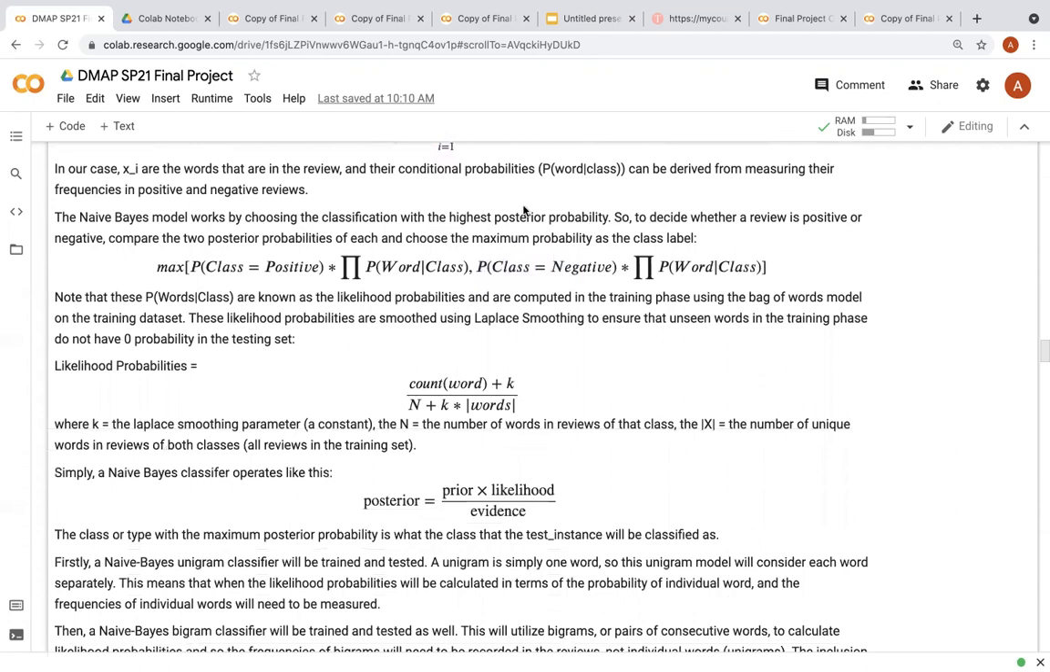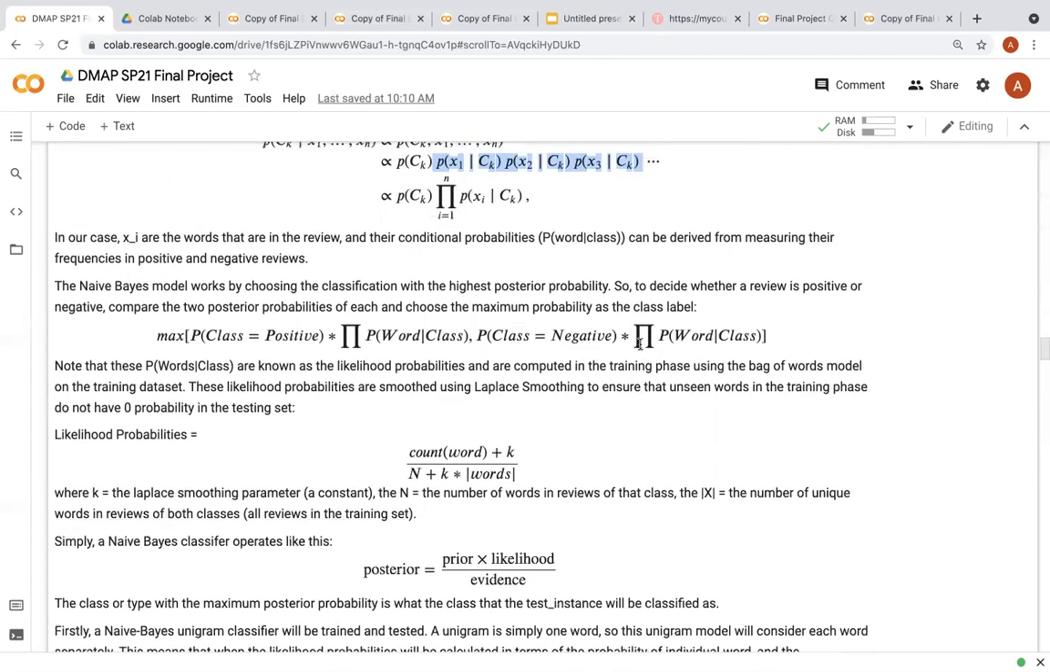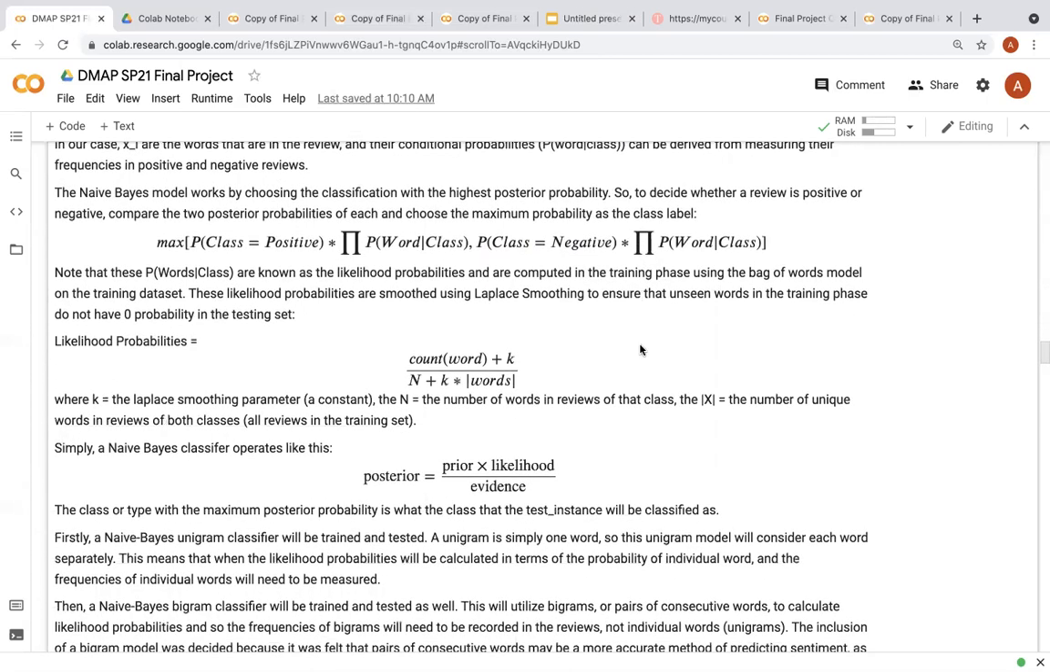So the likelihood probabilities, as I mentioned, are these right here: the probability of x1 given ck times x2 given ck times x3 given ck. That product of the probability of a word given a class, word given positive, word given negative. Let's talk about what they are. They're calculated in the training step, and they're defined as the count or frequency of a word. A word can be a unigram, a single word, or a bigram, or even a trigram, depending on your model, plus this k. K is a Laplace smoothing constant.